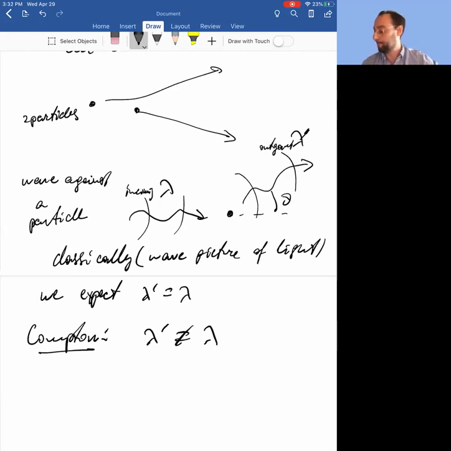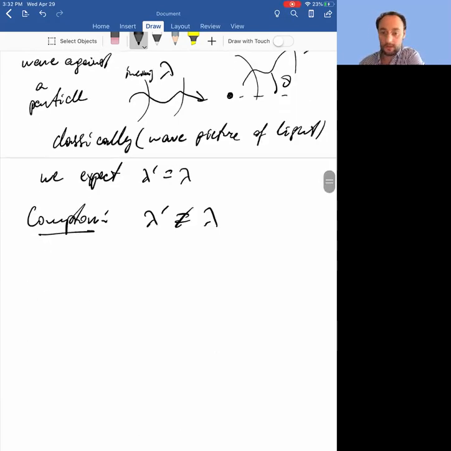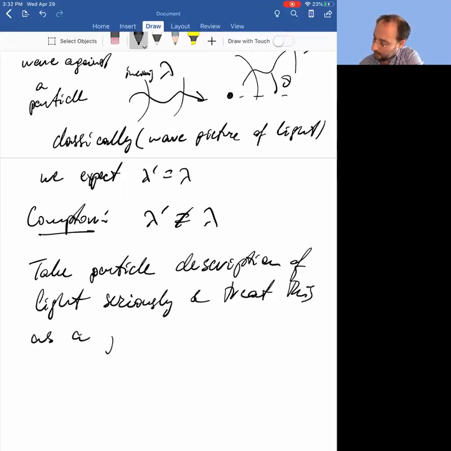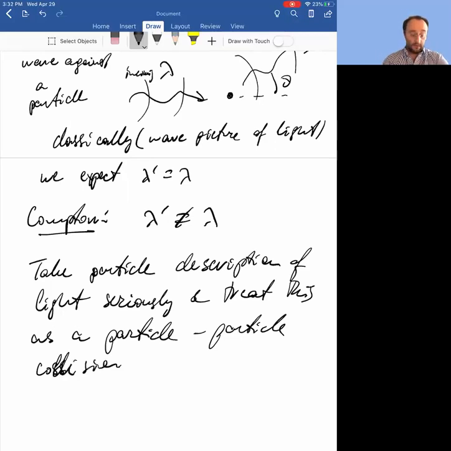So how do you do that? Take the particle description of light seriously and treat this as a particle-particle collision. Now, how do we understand collisions, right? If I give you incoming velocities, and I'm asking for outgoing velocities, what do you do? Exactly, you conserve energy and momentum.